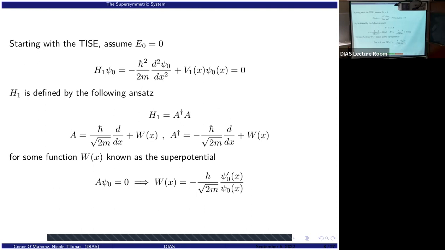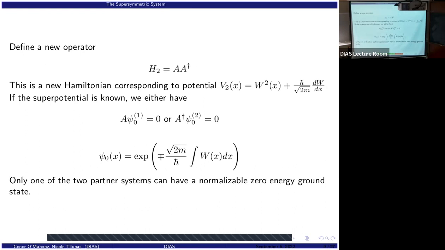So we're going to define a new operator now, H2, by conjugating H1, and this is H2 equal to A A dagger. If we multiply this out, we can see this takes the form of a new Hamiltonian with a corresponding potential V2, which is given on the slide here.